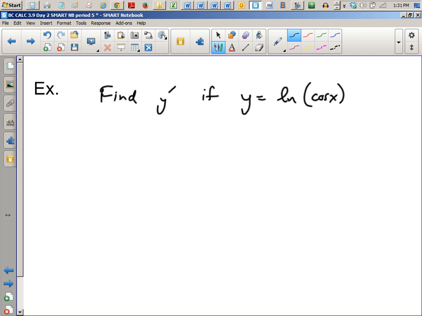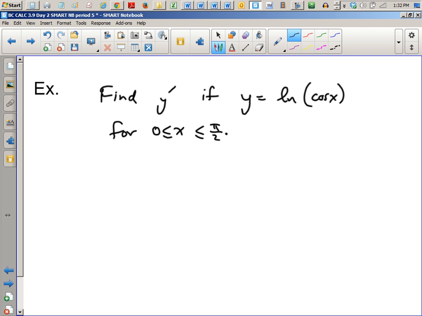Okay? Now we have to be careful. Cosine there cannot be negative. You cannot have negative inside of a log like that. So we're going to go ahead and say for x's between 0 and pi over 2. We just want to make sure we don't have any negative in the inside of our log there.